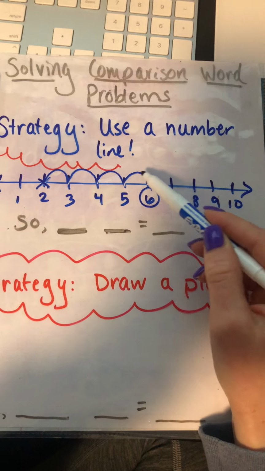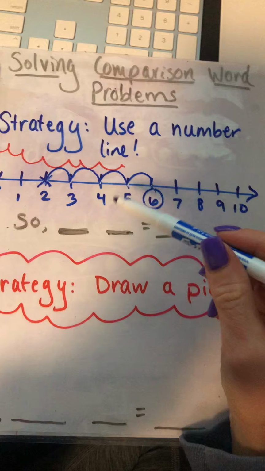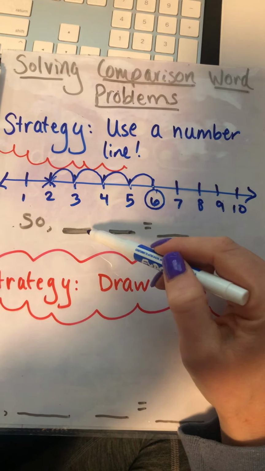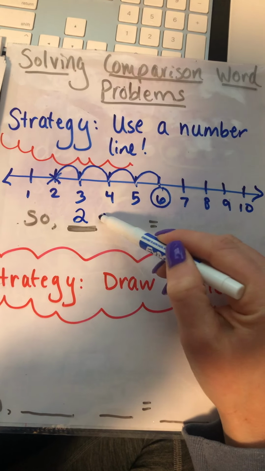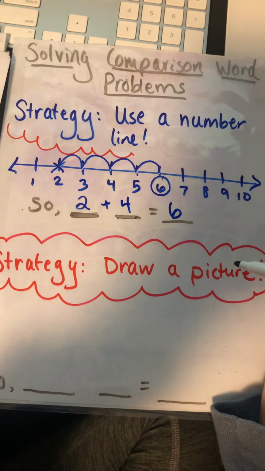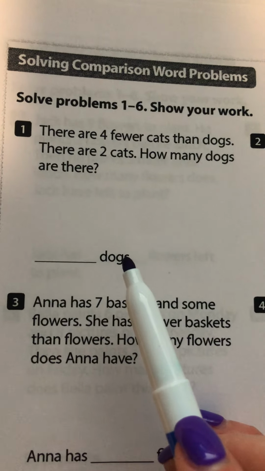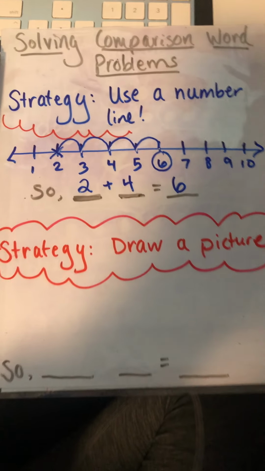So 6 minus 4 equals 2. Now I've checked my work. So then I can show there are 6 dogs. So I can show this with a math sentence. So I know 2 plus 4 more dogs equals 6. 2 plus 4 equals 6. So now I can fill in my answer for number 1. There are 6 dogs.